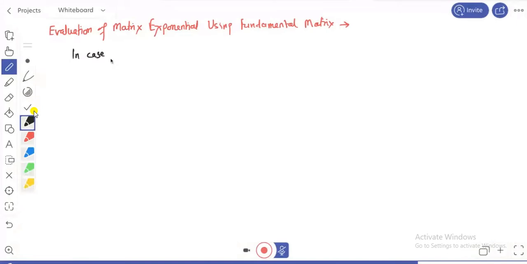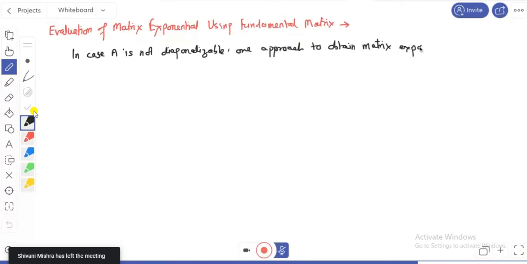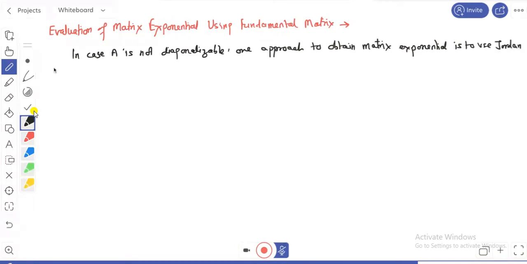In this case, if our matrix A is not diagonalizable, one approach to obtain the matrix exponential is to use the Jordan form. But here we use another approach.